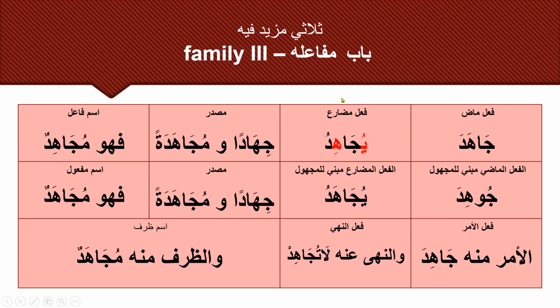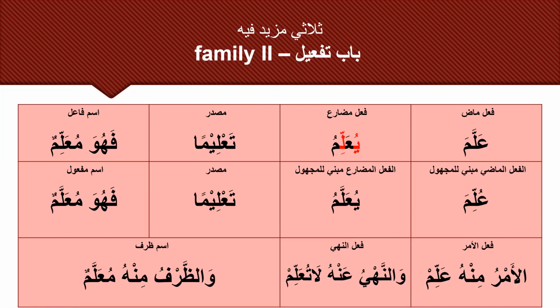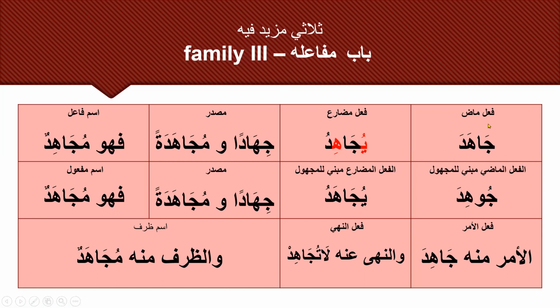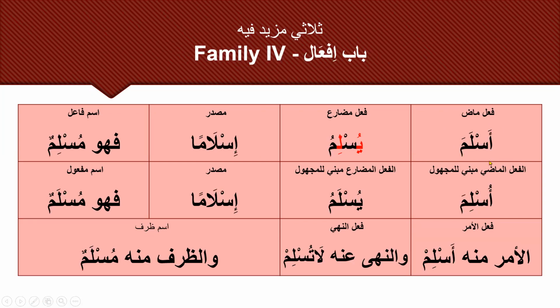So, like family 3 is Bab Mufa'ala. It is from, you can see, the Masdar Mujahada. This name is taken from the Masdar. Alhamdulillah. Okay, there is a reason why we are using a different word for each family. Like you can notice here that we have used the root letters Ain, Lam, and Mim. And here we have used the letters Jim, Ha, and Dal. And here for family 4, we have used the letters Sin, Lam, and Mim.